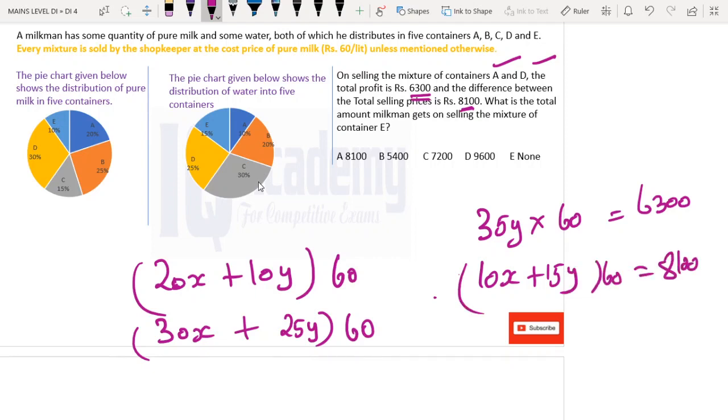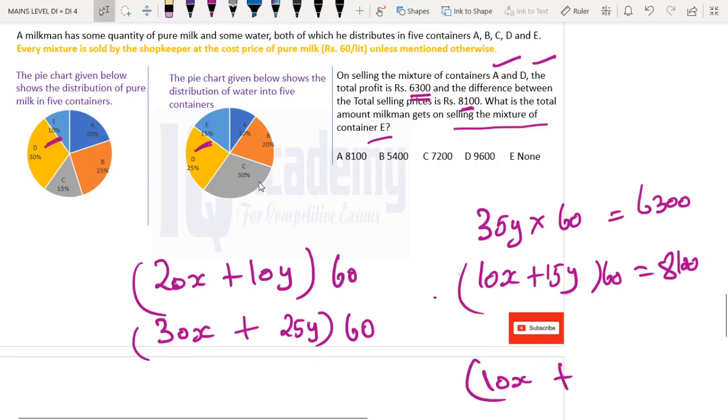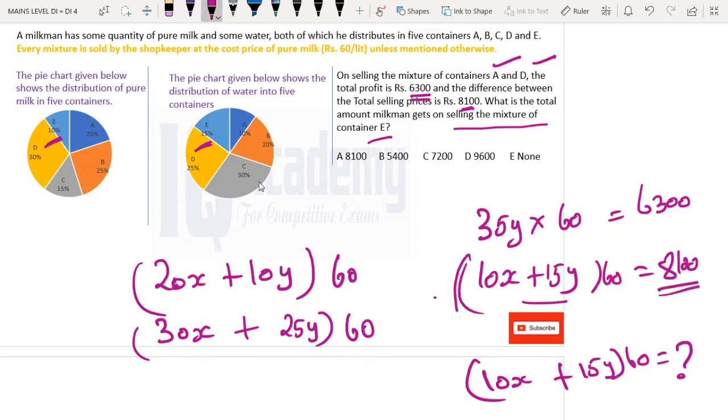Now the question is, what is the total amount the milkman gets on selling the mixture of container E? While selling the mixture in container E, the milkman gets a total amount of 10x plus the water quantity 15y into 60. Here we don't need to solve anything, because we already know 10x plus 15y into 60 is 8100. The answer is 8100.